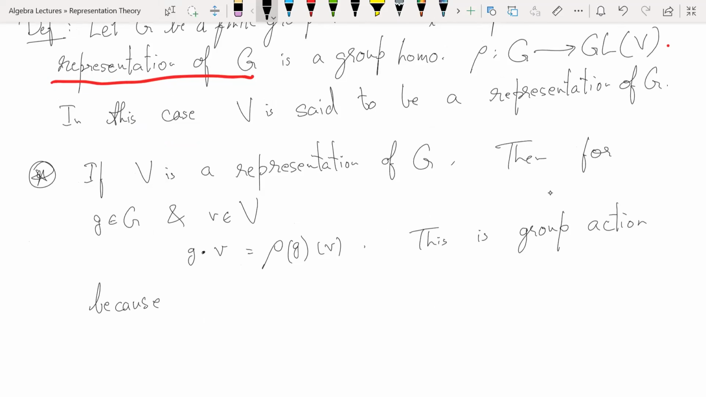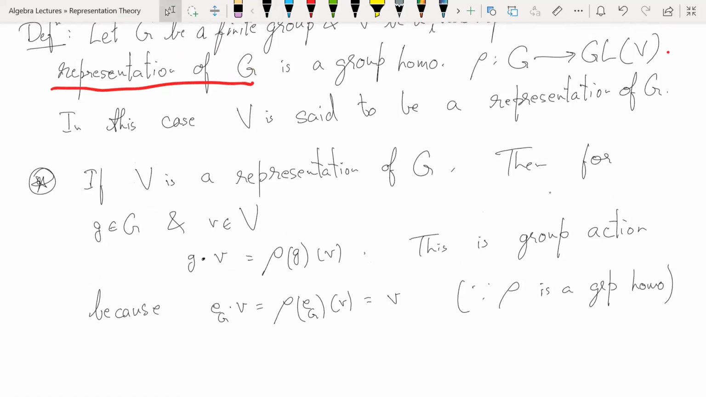So we have to check a few things. So what do we have to check? So e_G dot v is rho of e_G evaluated at v, and since rho is a group homomorphism, the identity goes to the identity element of GL(V), which is the identity map of V.